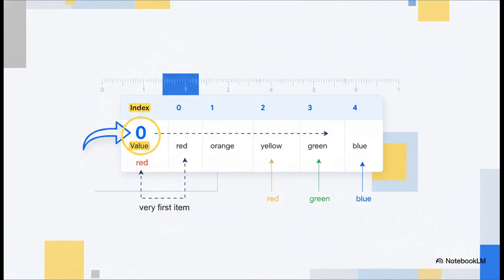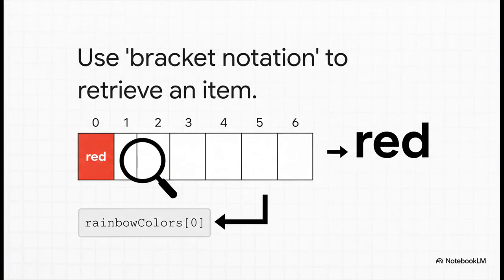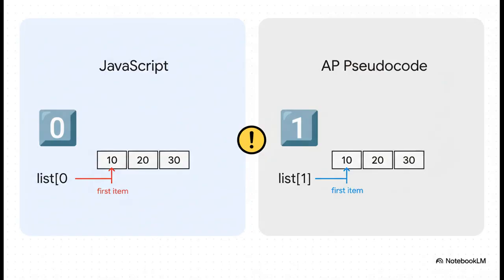This is the classic mistake for beginners. So, to get a value out, you just use the list's name followed by the index you want inside square brackets. So, rainbow colors with a 0, that gives us the very first item, which is red. And this difference is so important. While JavaScript and a ton of modern languages start at 0, you'll find some systems, like the pseudocode you might see on an AP exam, that actually start at 1.